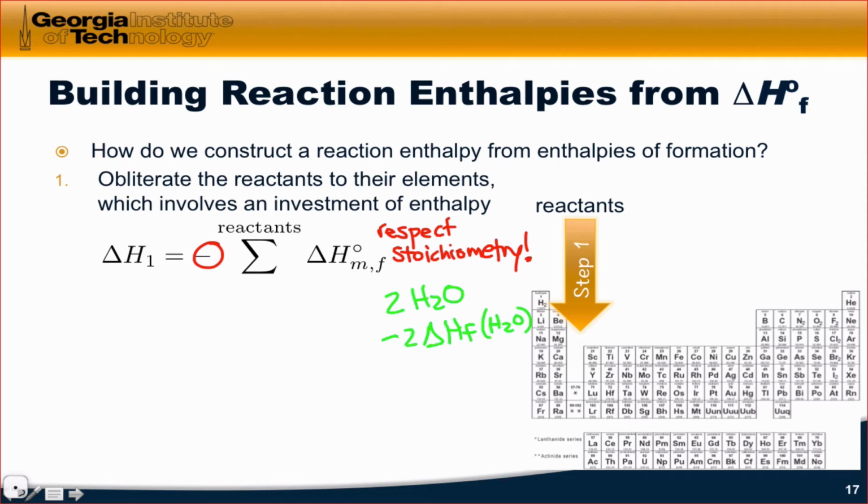You'll sometimes see this formula written, in fact, with a little new symbol in front of the delta H of formation, just to emphasize that you need to multiply by the stoichiometric coefficient. This is kind of a universal symbol for stoichiometric coefficient, the letter nu, while you're calculating this change in enthalpy.